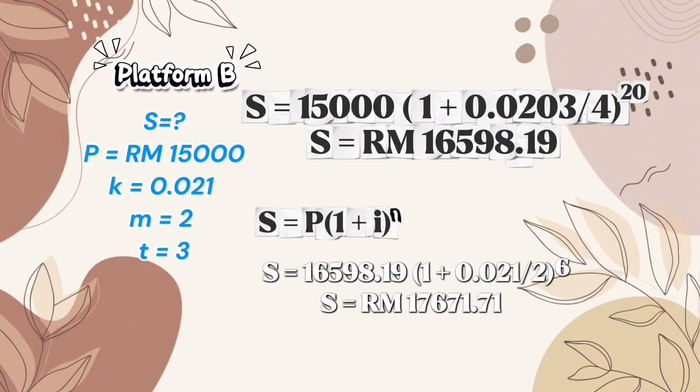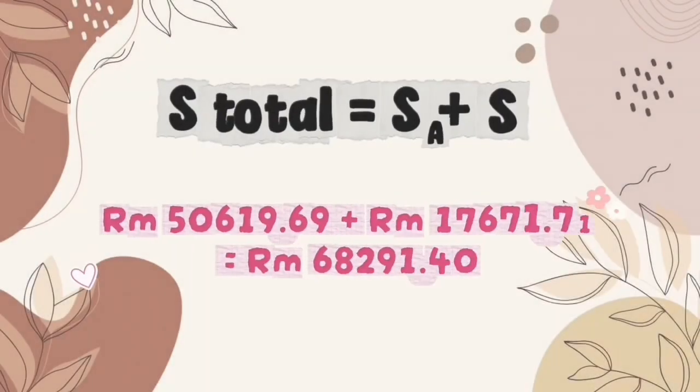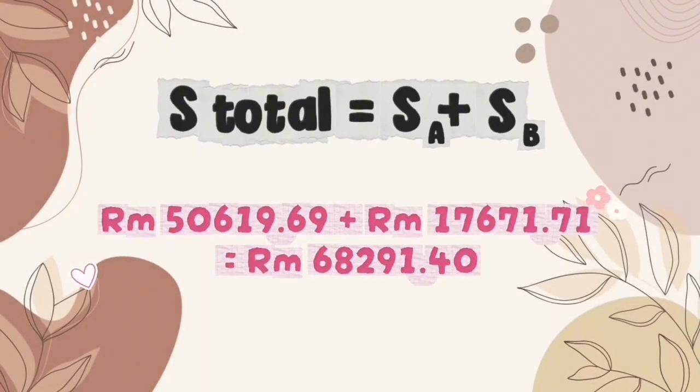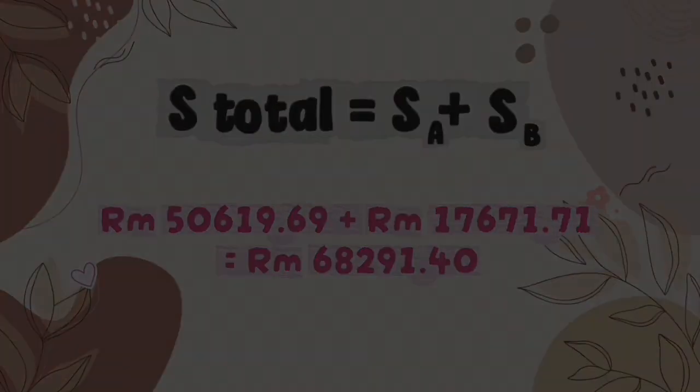So the formula is S equals P(1 + i), and S equals 16,598 ringgit 19 cents (1 + 0.021 divided by 2) and the N for the next 5 years is 6. Calculate it together and the answer is 17,671 ringgit 71 cents. So the total final amount for S is 50,619 ringgit 69 cents plus 70,671 ringgit and 71 cents. So the final answer for S is RM 68,291 ringgit 40 cents.